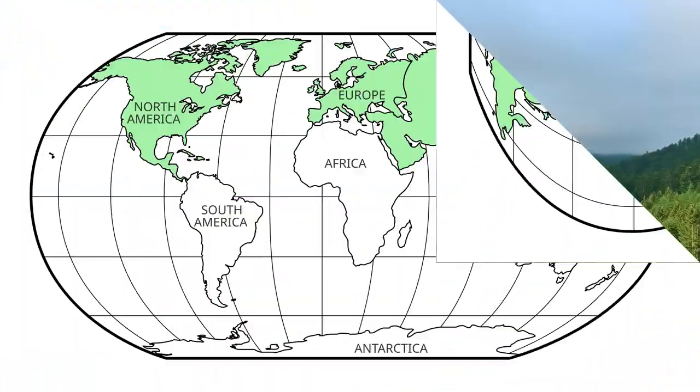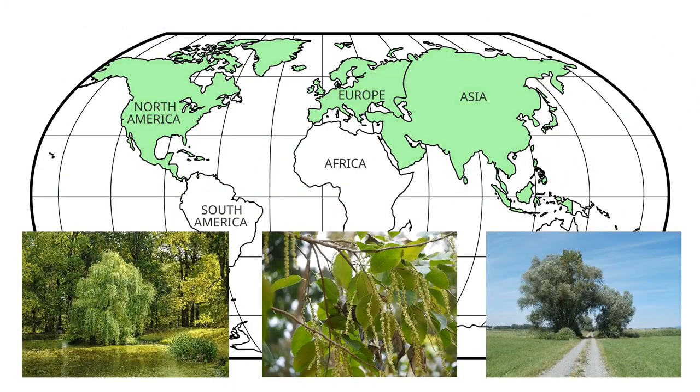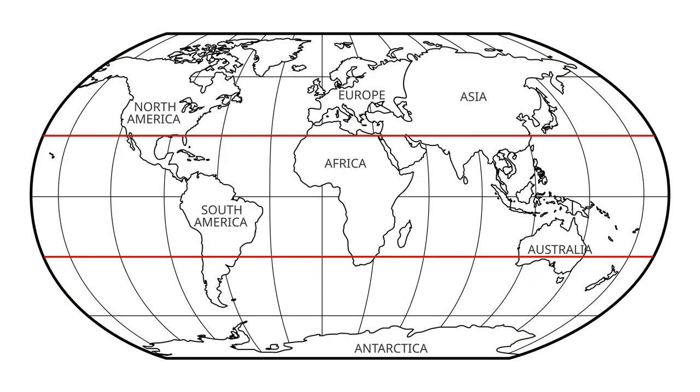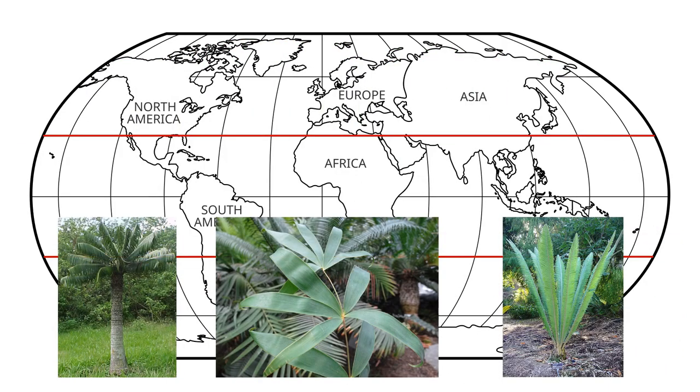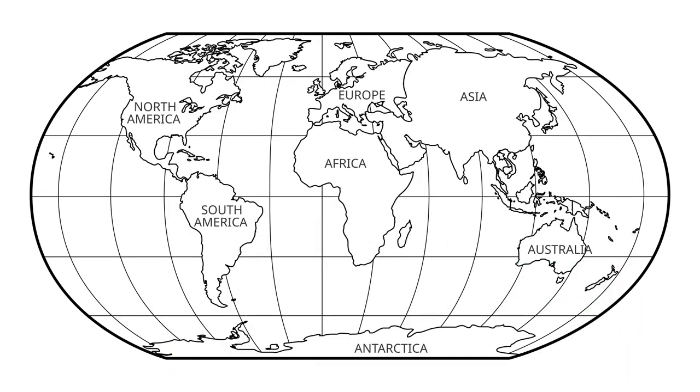In North America, Europe, and Asia, there's a whole willow family spread. In tropical areas of America, Africa, and Asia, there's the same plant family called Zamiaceae. When it comes to animals, there are elephants in Africa and the Indian Peninsula.